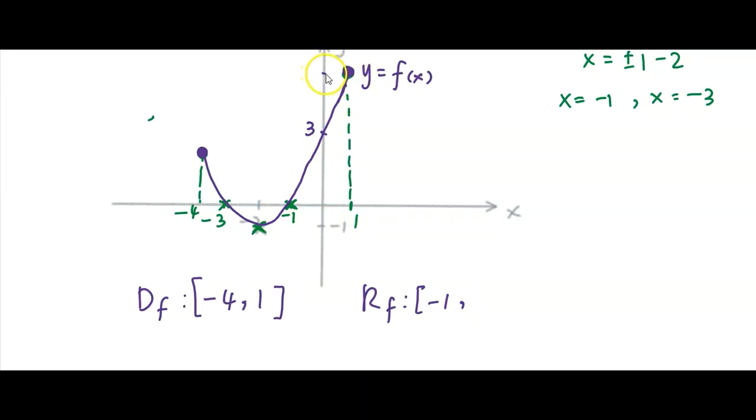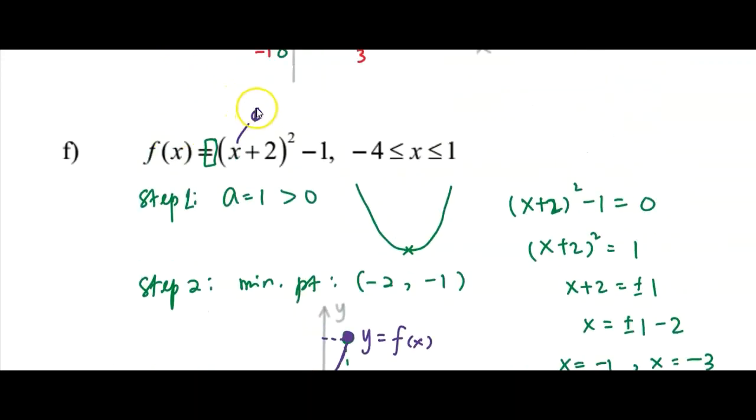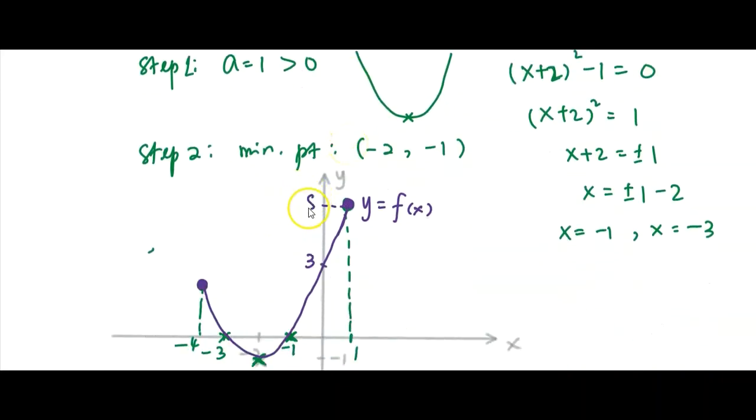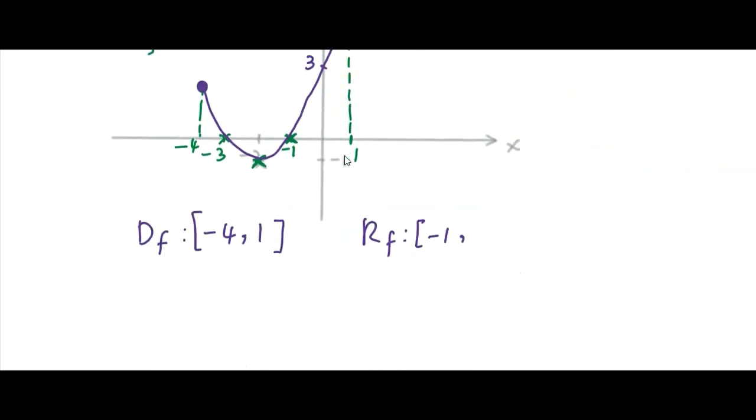But the y we need to find first. When x equals 1, to find its corresponding value of y, substitute x equals 1 over here. You get 3 squared minus 1, that will be 8. The y value when x equals 1 will be 8, meaning that the highest point of the graph is this point, and it has a y value of 8. So our range will be from -1 to 8, including -1 and 8.